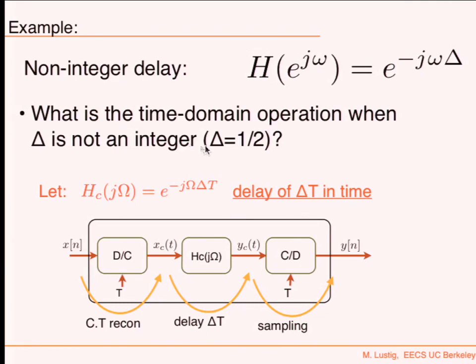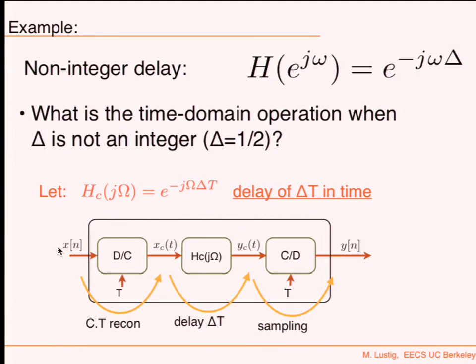Okay. So what is a time domain operation when Δ is not an integer? Okay. So what we're going to do then is define the system to be e^{-jΩΔT}, where ΔT is a certain delay in time corresponding to half a sample. Okay.